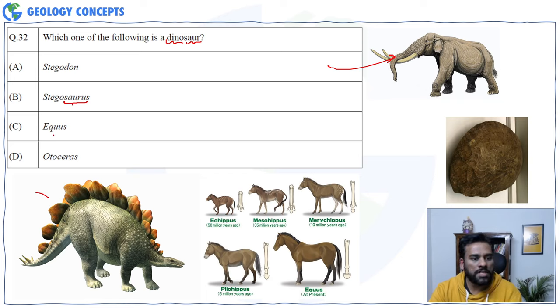So, Stegosaurus. Equus is the horse. Otoceras is the cephalopod, fossil of a cephalopod, okay? So, B will be the correct option here, B.